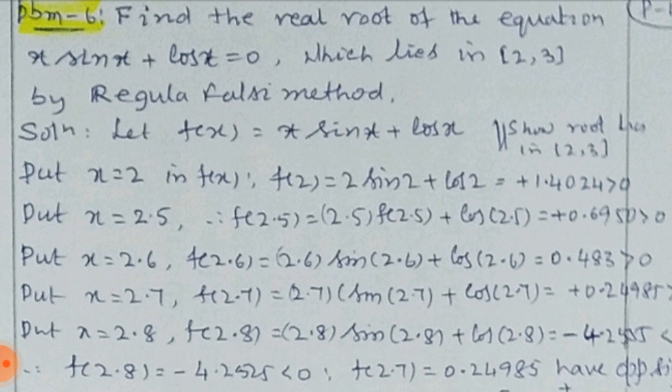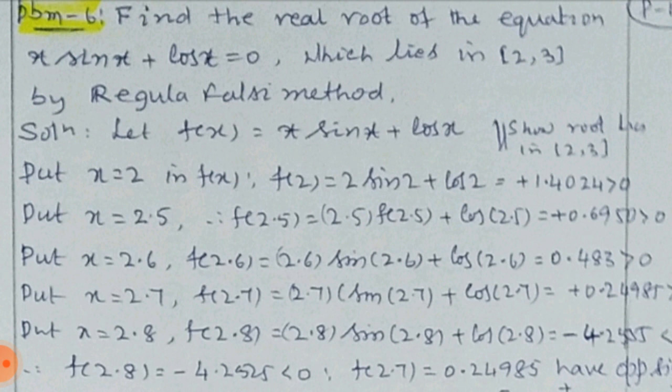So put x is equal to 2.5 in the above function f of x. Therefore f of 2.5 is equal to 2.5 into sin of 2.5 plus cos of 2.5. Then we get plus 0.69. It is positive. Put x is equal to 2.6 in f of x. Therefore f of 2.6 is equal to 2.6 into sin of 2.6 plus cos of 2.6 is equal to plus 0.483. It is positive.